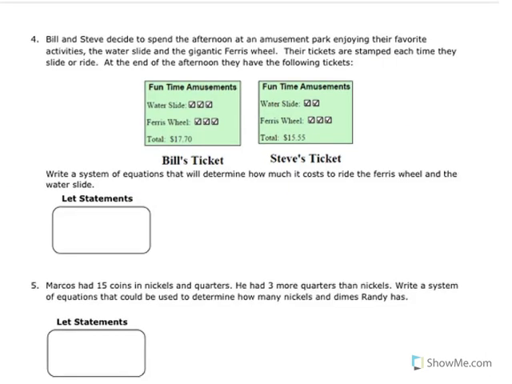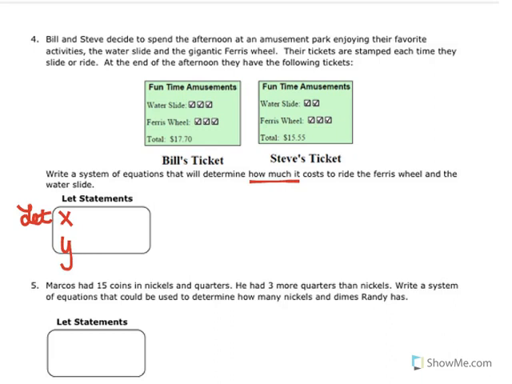Okay, so on number 4, it says Bill and Steve decide to spend the afternoon at an amusement park enjoying their favorite activities, the water slide and the gigantic Ferris wheel. Their tickets are stamped each time they slide or ride. At the end of the afternoon, they have the following tickets. So you can see the number of water slides they did and Ferris wheels and then how much money they spent. Write a system of equations to determine how much it costs to ride the Ferris wheel and the water slide. So let's write our let statements.